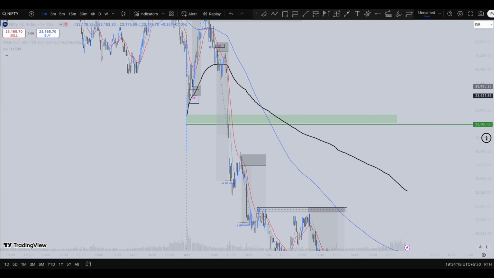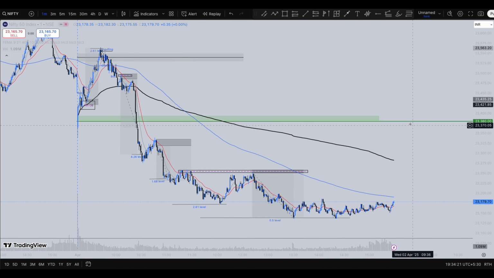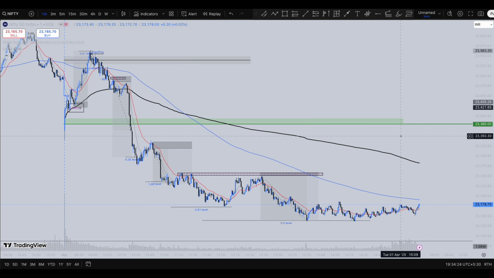This is the Nifty 50 trade analysis, guys. I hope you are getting what I'm saying, guys.